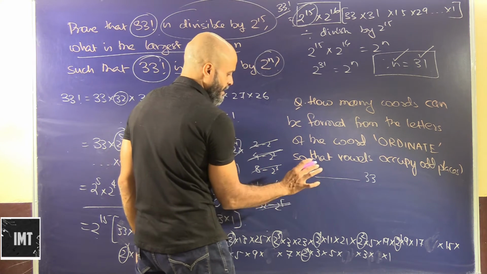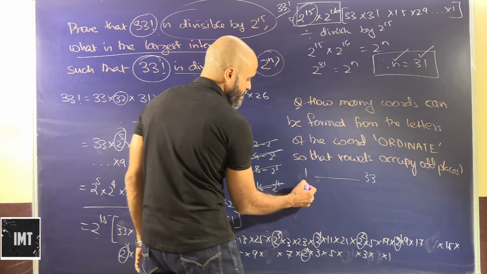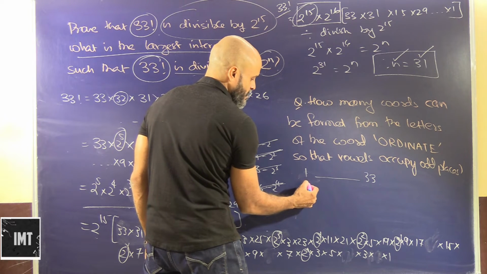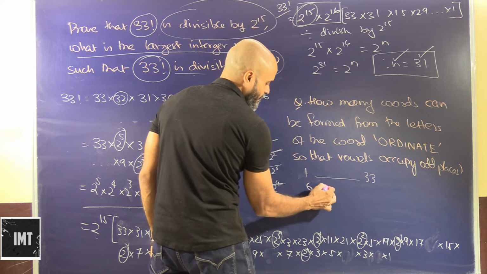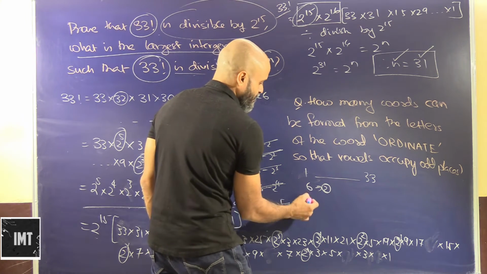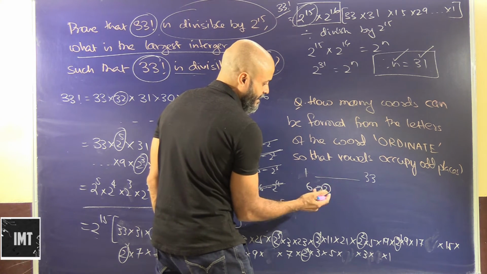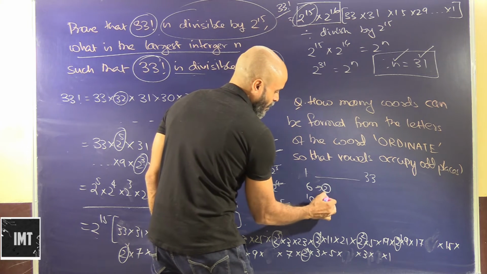So 1 makes no sense, 2 makes no sense because it is already out, 3 makes no sense, 4 makes no sense, 5 makes no sense, 6 we have to pull out 1 2. So for 6 we get 1 2. Then we have 7, nothing of that nature. 8 we have already pulled out, 9 nothing, 10 we can pull out 1 2.